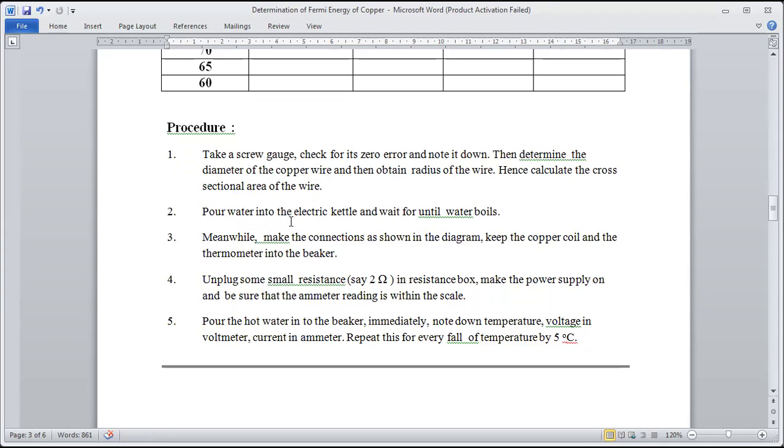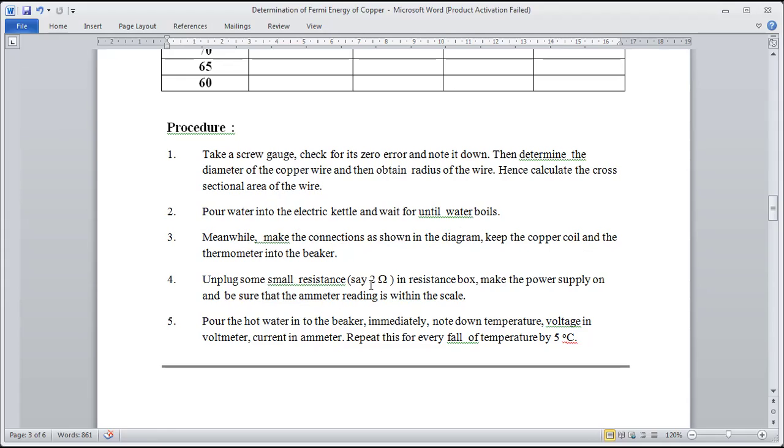Next, pour water into the electric kettle and wait until it boils. Simultaneously, we have to start the electric kettle so that the water boils. Meanwhile, make the connections as shown in the diagram and keep the copper wire and the thermometer in the beaker.